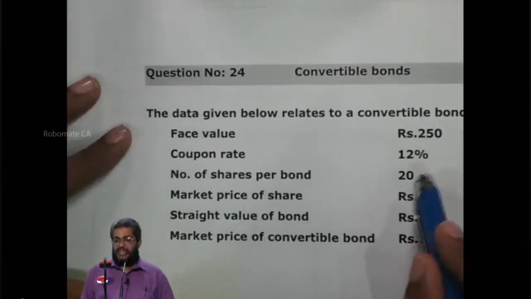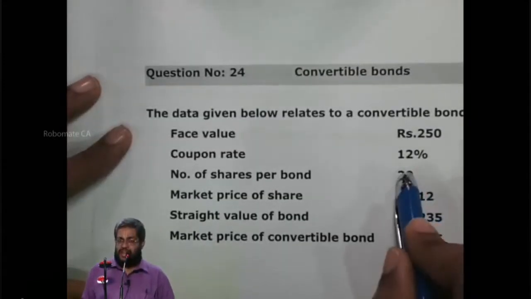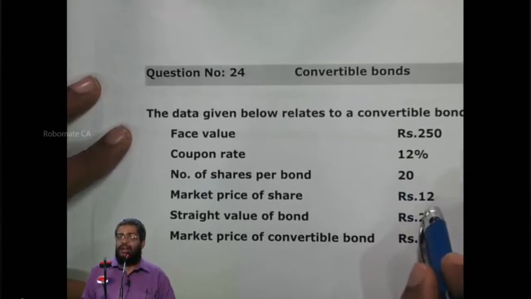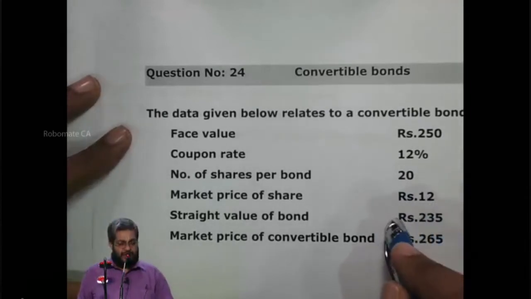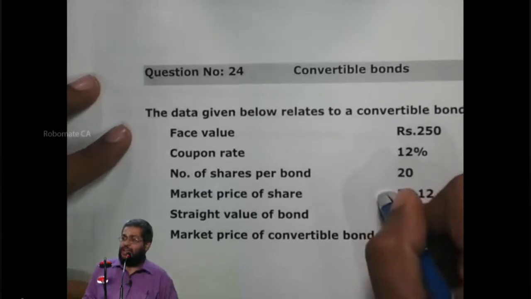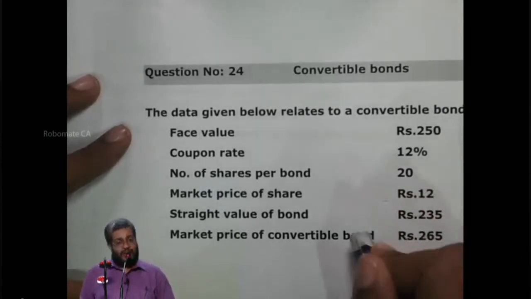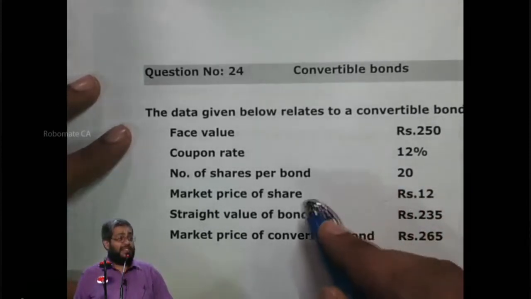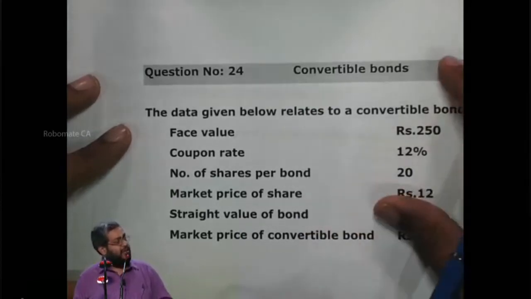Stock value of the bond. Tell me, how many shares does a bond represent? 20 shares. Each share is what? 12. If this bond is converted into shares today, I am getting shares worth how many rupees? 240. This is what I call the stock value of the bond, or the conversion value of the bond. Everybody, yes or no?